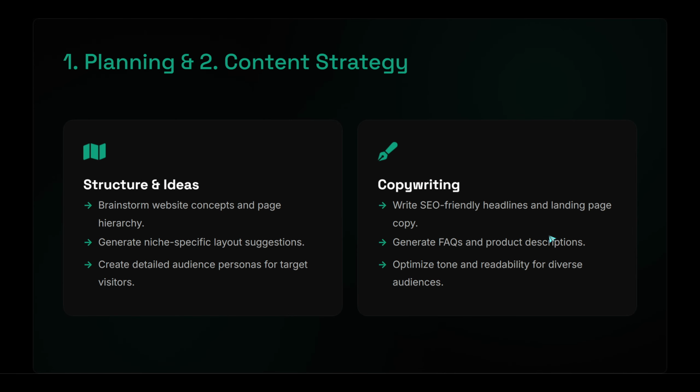First, use ChatGPT for website planning and ideas. Start by brainstorming your overall concept and site structure. Ask for recommendations on your homepage layout, navigation labels, and a logical page hierarchy so visitors always know where to go next. If you're unsure about your niche, request niche-specific website suggestions and compare the options.